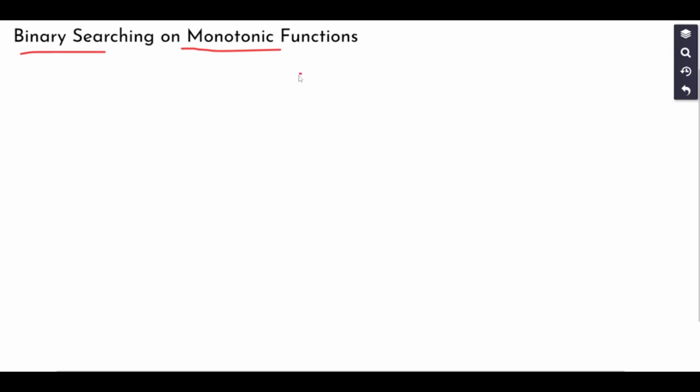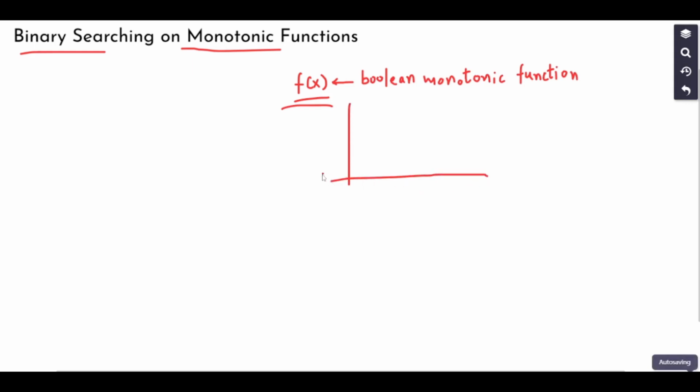Now let's say we have a function f(x). This is a monotonic function, or in other words, a Boolean monotonic function. So what is the meaning of a Boolean monotonic function? If I plot the graph of a Boolean monotonic function, let's say we have 0 and 1. We know that the return type of a Boolean function is either 0 or 1. That means, let's say the output of this function was 0 up to a certain point, let's say x. Then suddenly it becomes 1. Now it will never go back to 0. This is a Boolean monotonic function.